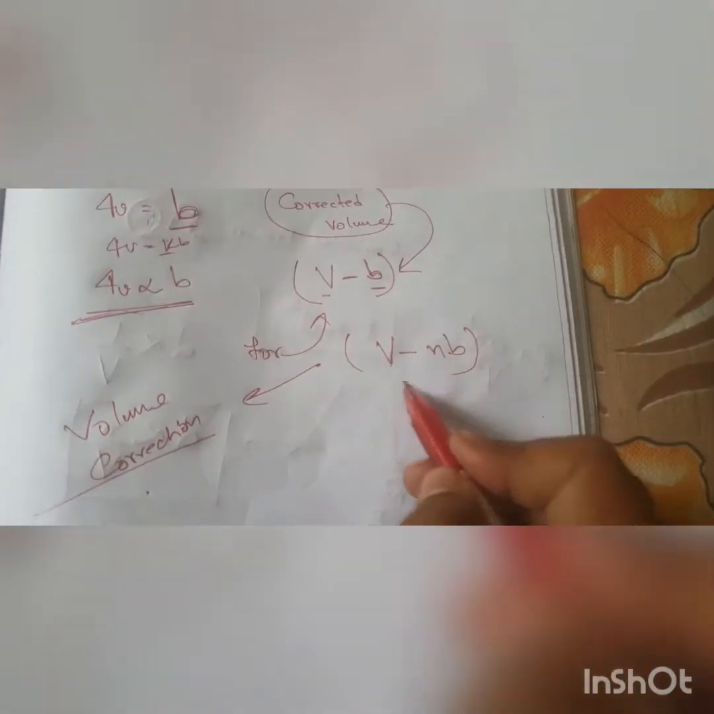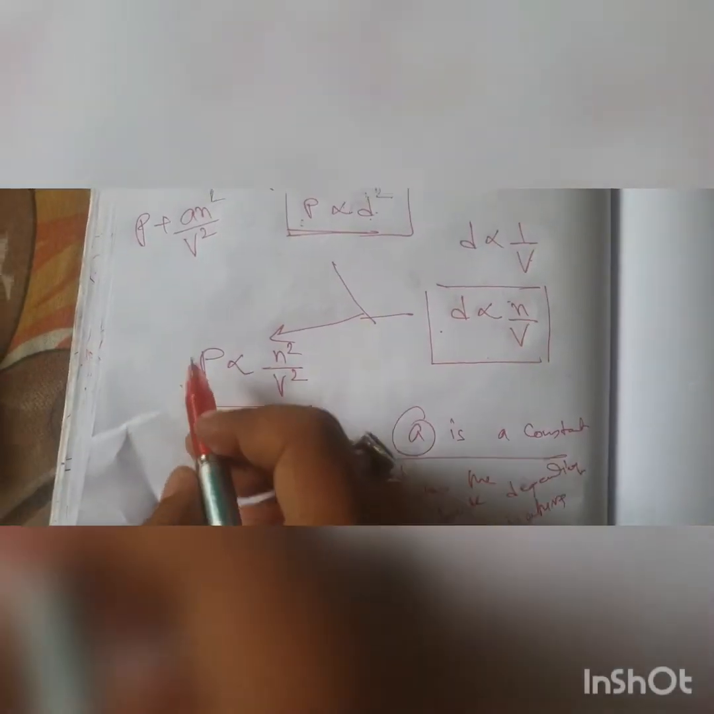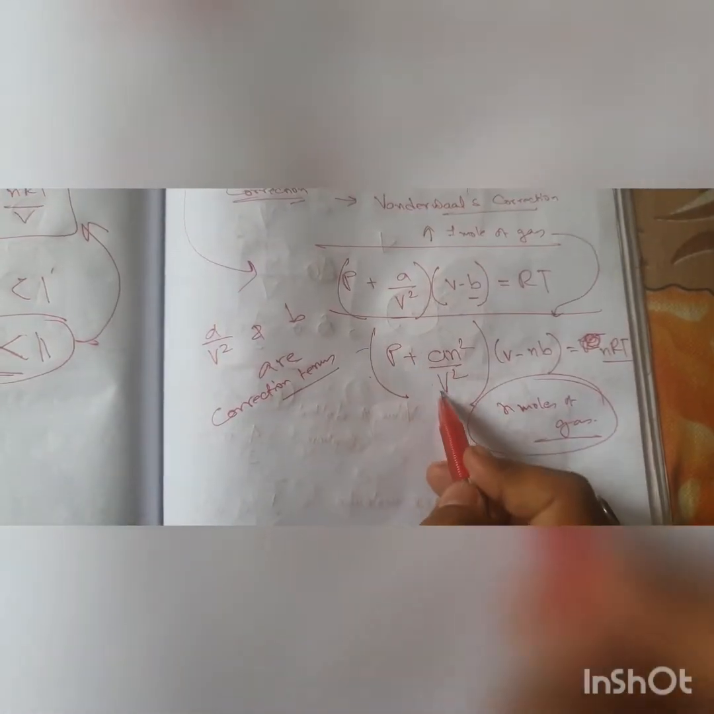So this is the correction. The correction will be p plus a n square by v square. So can you now understand why the correction terms are V minus nb and P plus a n square by v square? So what was the van der Waals correction? Understood?